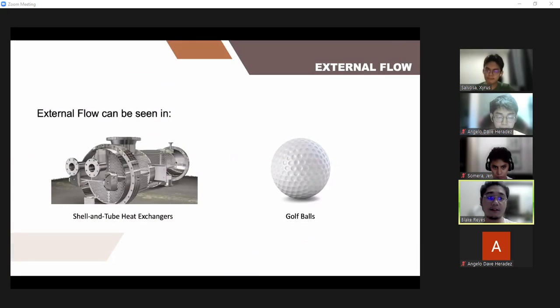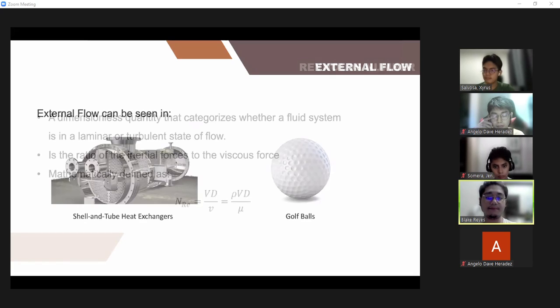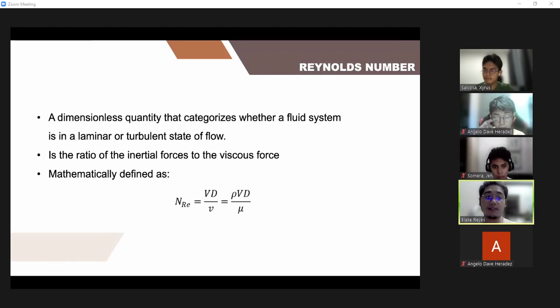External flow across cylinders and spheres is seen in both industrial and day-to-day settings, from the external flow present in shell and tube heat exchangers to the effect experienced by kicked soccer balls and launched golf balls. Despite the various settings, these actually have quite similar concepts in play. One such concept present in both settings is the Reynolds number.